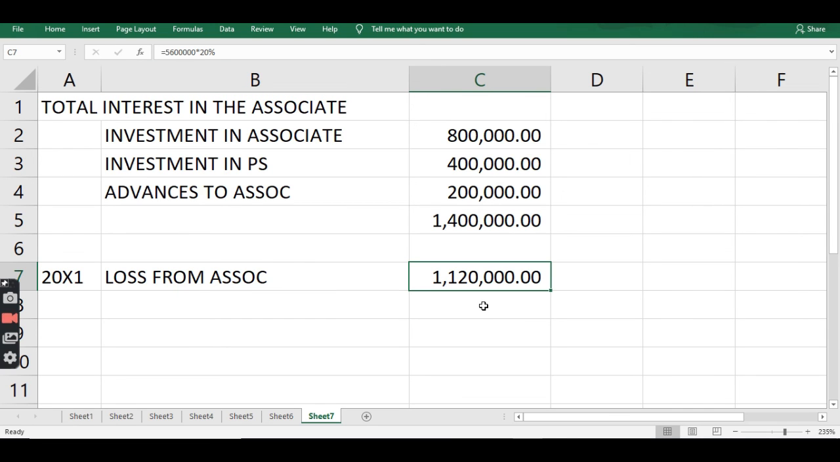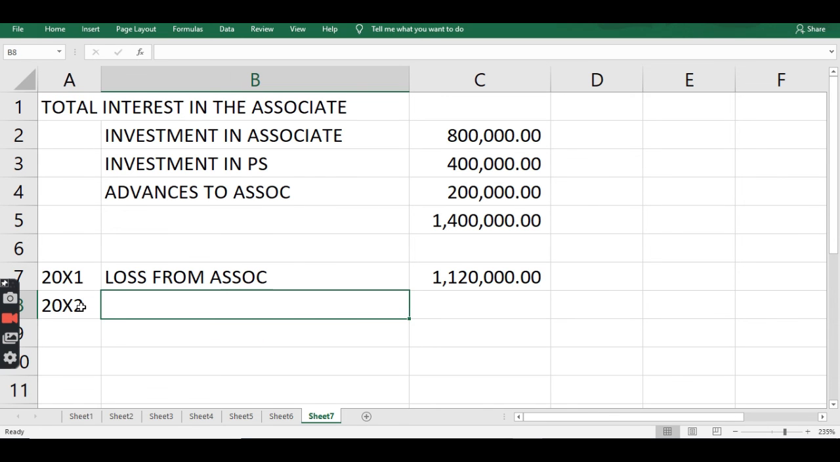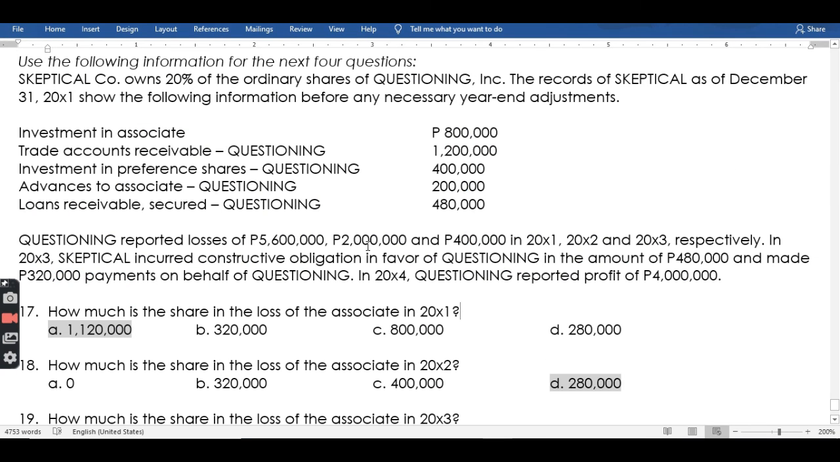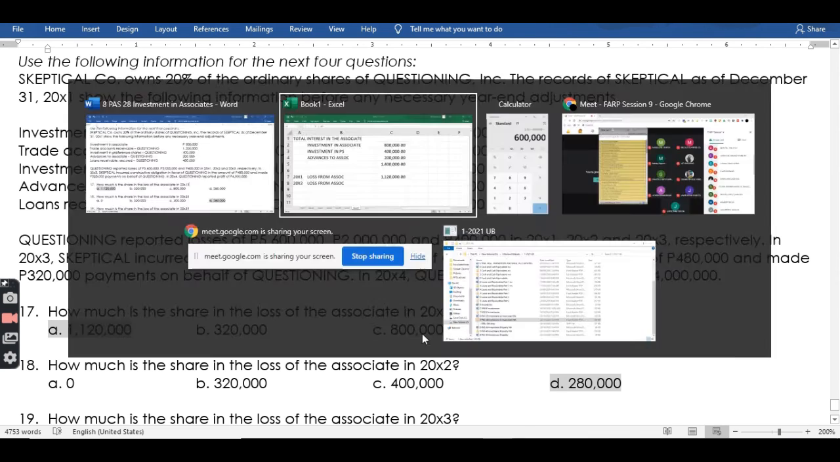So, anong gagawin mo ngayon dyan? Saan mo kukunin yung ito? Kukunin mo dito, di ba? So, basically, tatanggalin natin yung investment in associate at kukunin natin yung investment in preference share dito. Okay? Tapos, meron pa tayong 20x2. May loss ulit tayo from associate. Magkano yung loss from associate daw? 2 million. Tapos sa atin yung 20%.